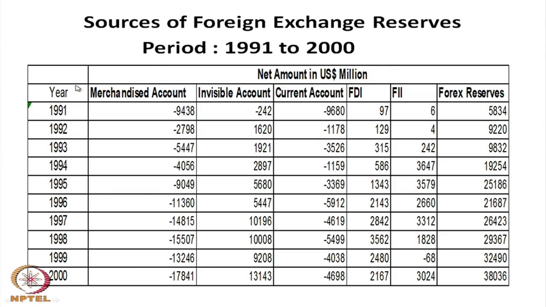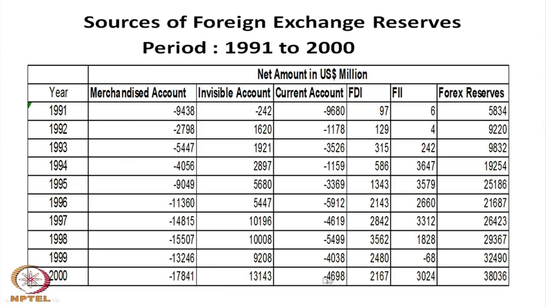If you see the data set, 92 onwards, though our export import merchandise account is still negative, the negative part is declining. Invisible is increasing significantly over the years, and the current account, though it is still negative, has a negative part reduced significantly. We received a significant amount of foreign direct investment and also foreign portfolio investment. In 93, 94 onwards, there has been significant growth in invisible, FDI and also FII investment, and this has given impetus to our forex reserve, which started increasing after 93, 94 onwards.